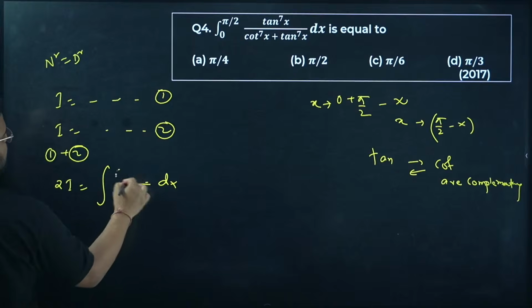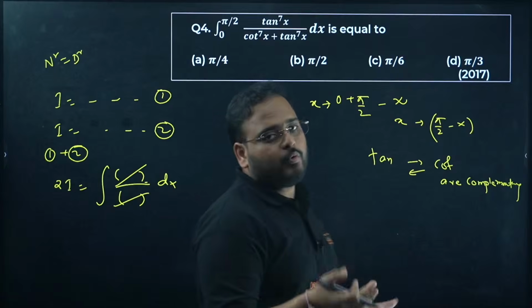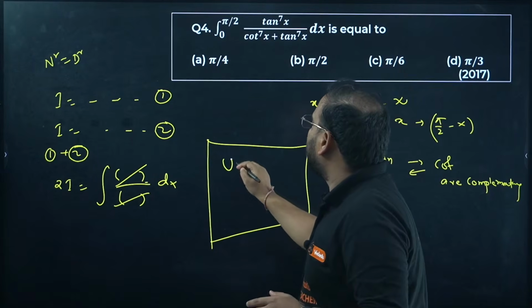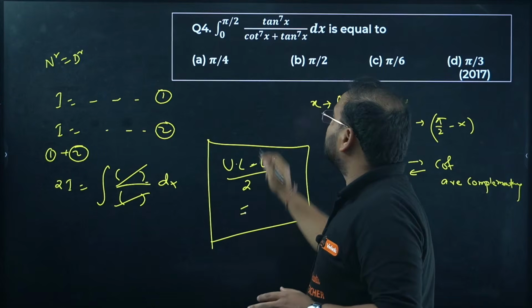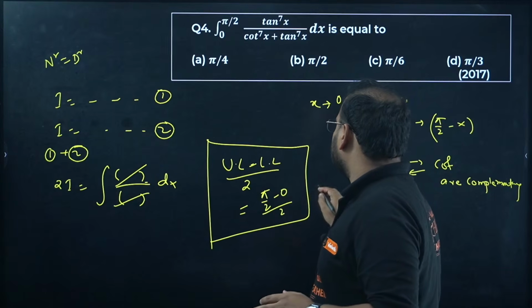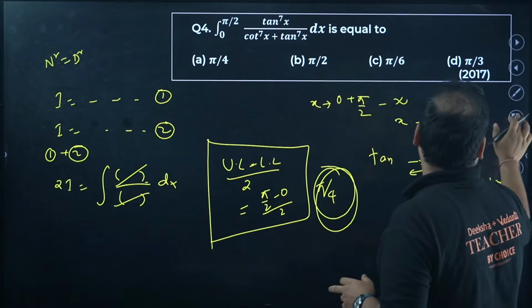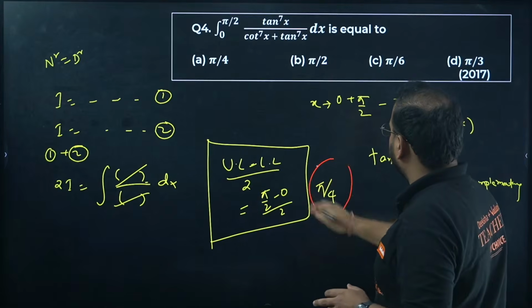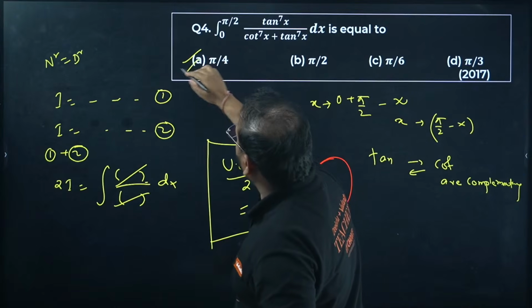Okay, and this will be cancelled. This will be cancelled. So again, the same case is holding true. What is the result? Simple is the result, sir. Upper limit minus lower limit by 2. Check in the question. Upper limit is pi by 2. Lower limit is 0. By 2 means pi by 4 is my answer. So that's option A.